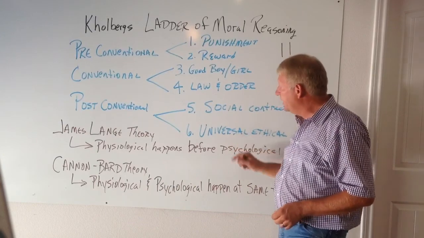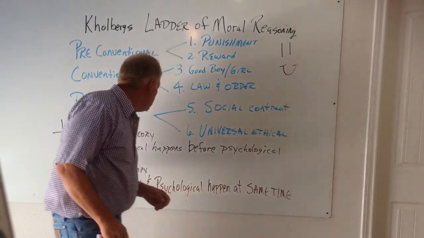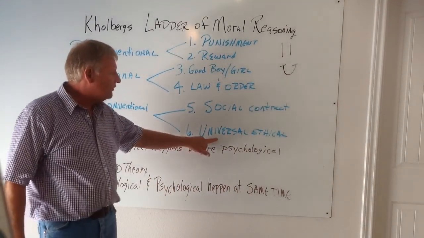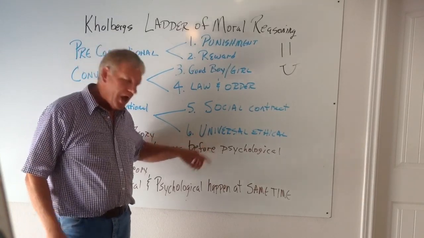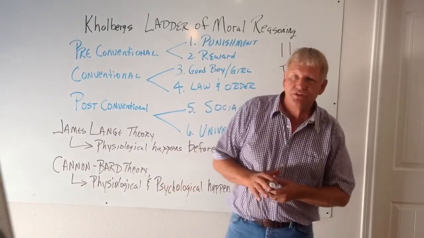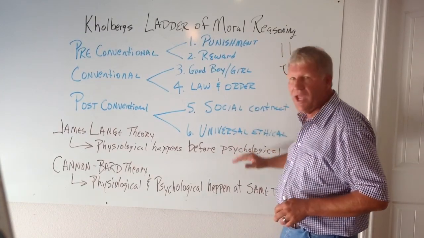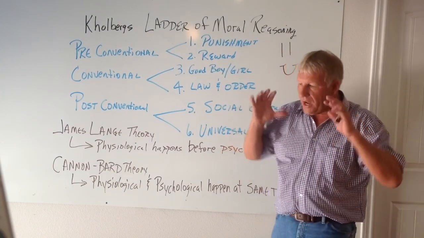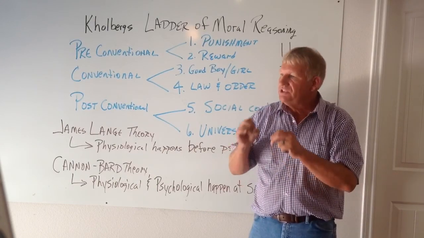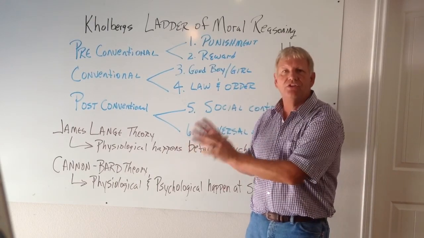Oh, but wait till you hear about number 6. Number 6 can really get us in trouble here. It's called the universal ethical. Now, in the United States, this looks like a higher order thinking, because we talked about social contract, but universal ethical is where we weigh out all the situation and we say, this is the right thing to do because.